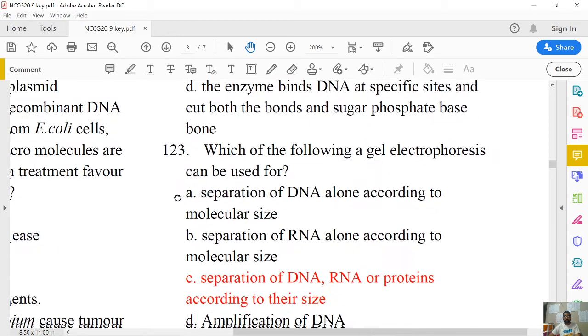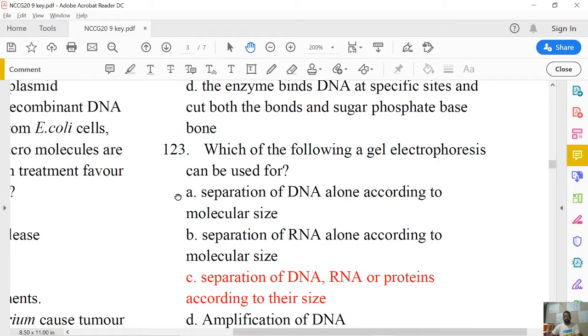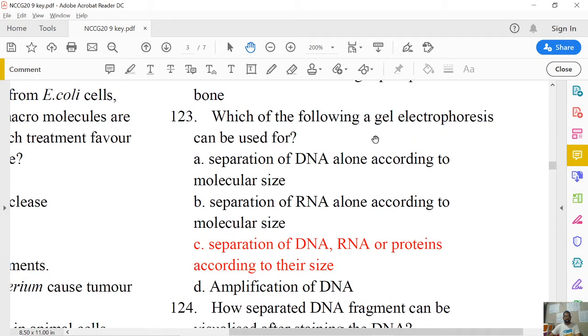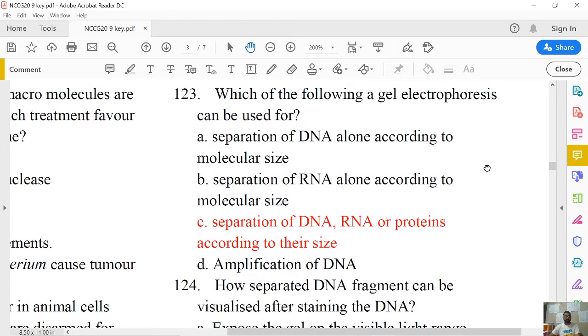Which of the following gel electrophoresis can be used? So for what can this gel electrophoresis be used? It's for the separation of DNA, RNA or proteins according to their size. So it's for the separation basically. It's not just for DNA. Even RNA and proteins also can be separated in gel electrophoresis.